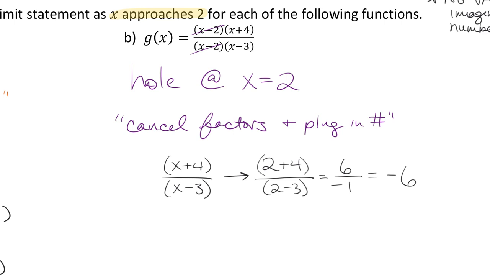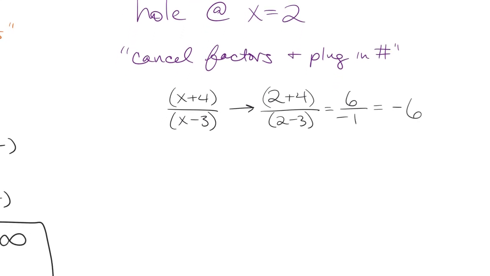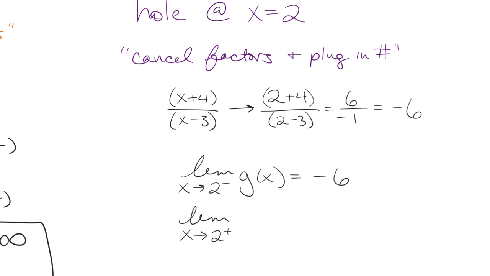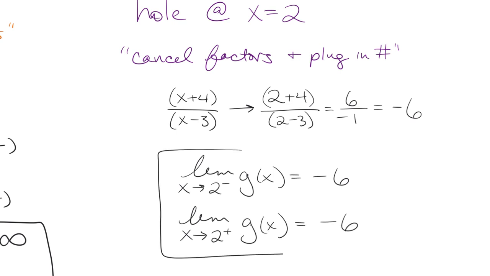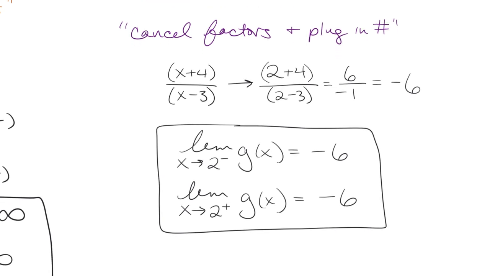Since that's what I would get as if the hole was not even there, I canceled it out. That means that both the left and right limit statements, the limit as x approaches 2 from the left of g of x, will be negative 6, and the limit as x approaches 2 from the right side of g of x will also be equal to negative 6. So whatever number you get when you cancel out the factors and plug in the number, that's what your limit statements will be equal to as you get closer and closer to that hole.